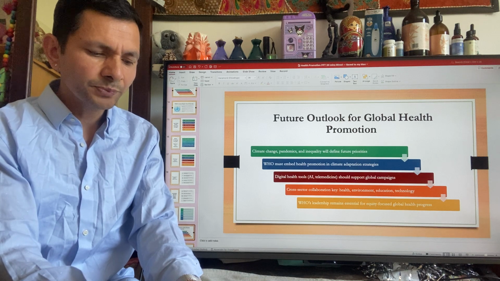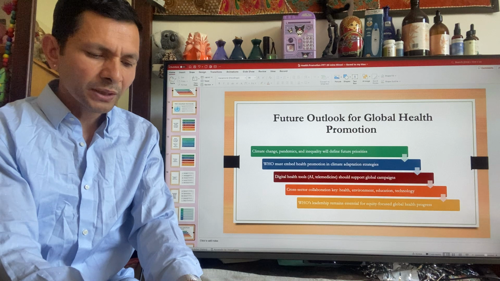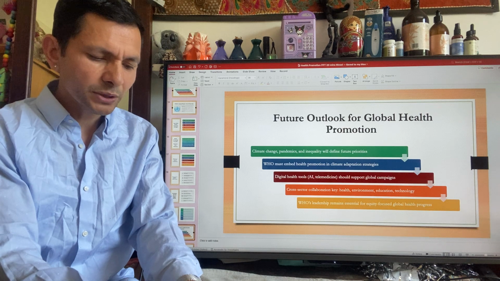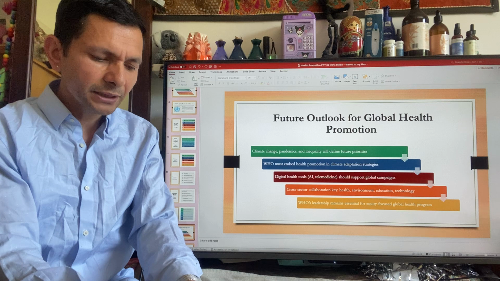Cross-sector collaboration will be key, especially with sectors like education, technology, and urban planning. In a changing landscape, WHO's leadership will remain vital for ensuring a fair, data-driven, and inclusive approach to global health.